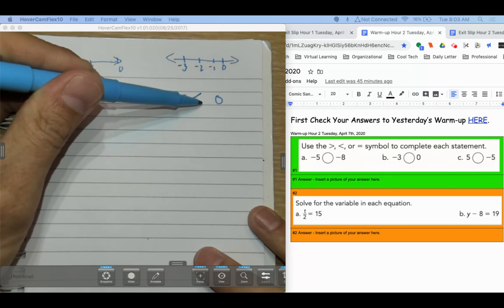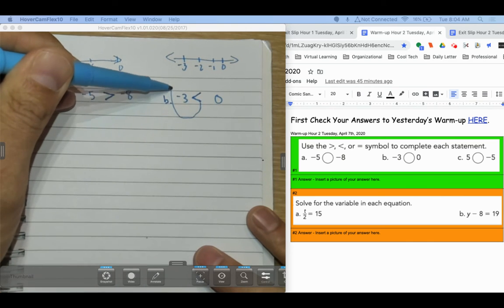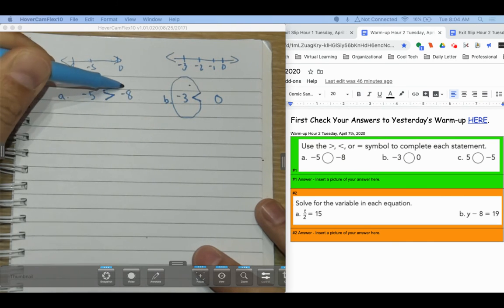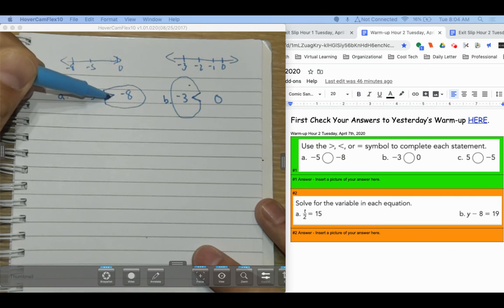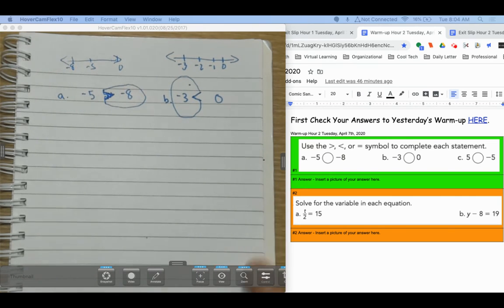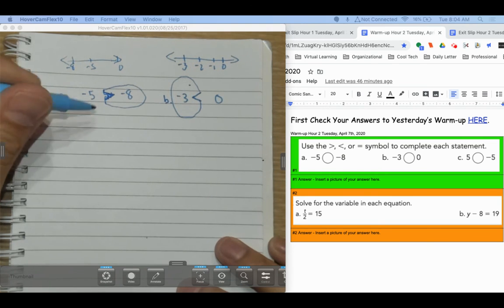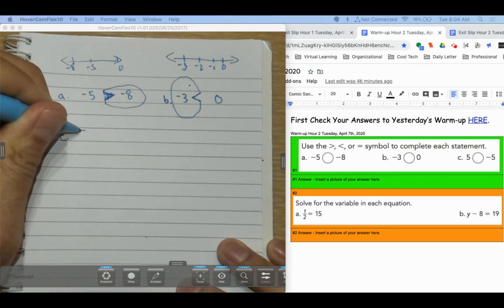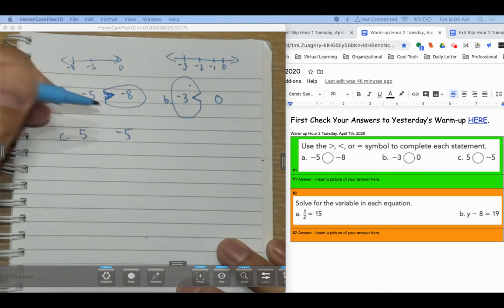Or back in the day, I know I could make like a Pac-Man in there. Or I know back in the day I could make like a shark or something like that. And it had to eat the smaller one before it could eat the bigger one. Okay. And then C is 5 compared to -5.